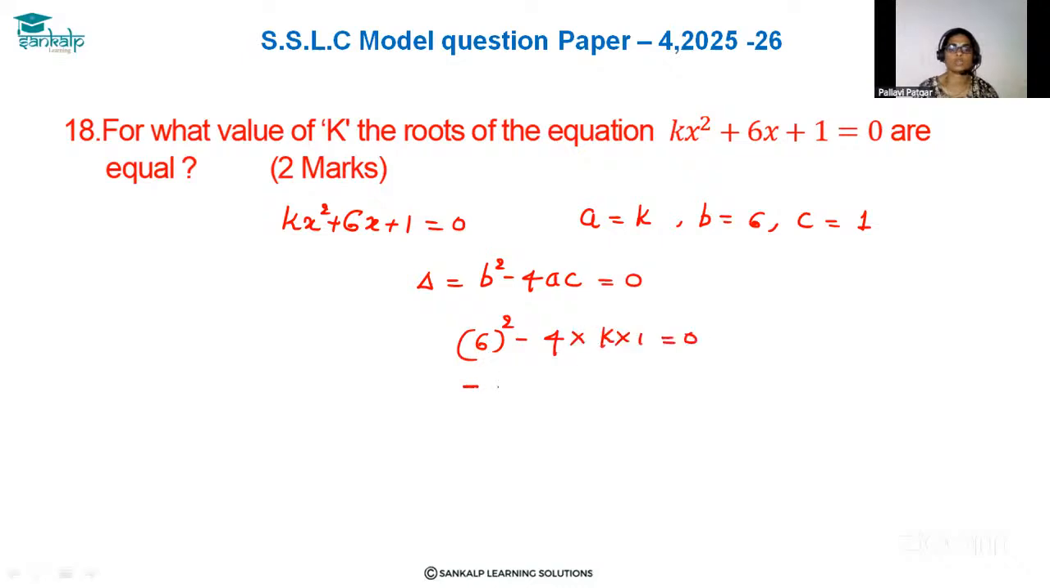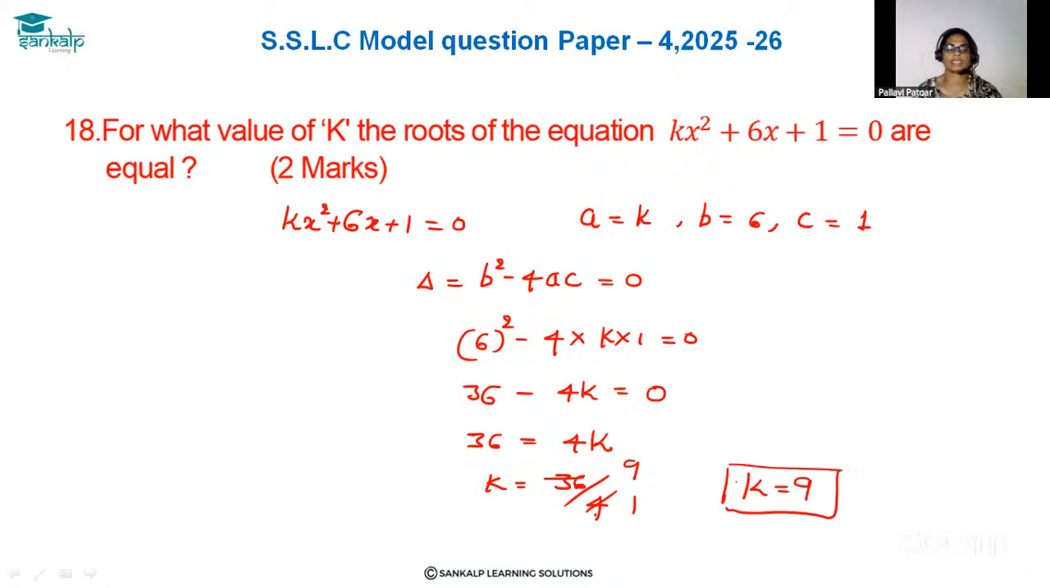So 36 minus 4k is equal to 0. So 36 is equal to 4k. So k is equal to 36 divided by 4. 4 ones are 4, 4 nines are 36. So k is equal to 9. So the value of k for which the roots of the equation kx square plus 6x plus 1 is equal to 0 are equal is 9. Thank you.